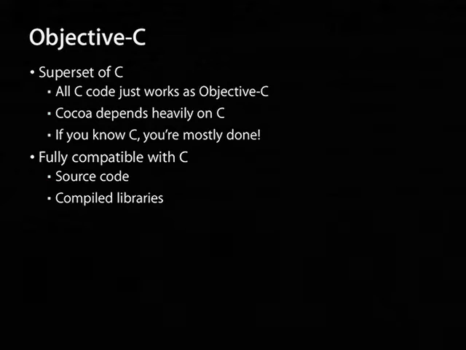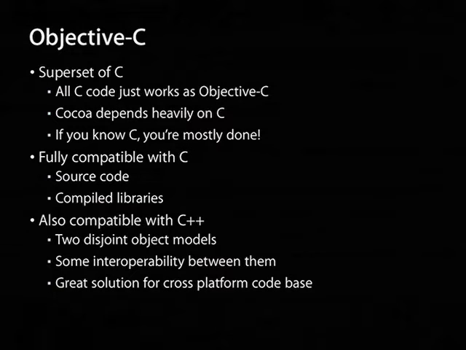It's also fully compatible with C, not just source code like we mentioned, but compiled libraries too. So if you want to use OpenGL, you'd use OpenGL from an Objective-C program exactly the same way as you'd use it from a C program. And it's also compatible with C++. Just like Objective-C is a superset of C, you can take those same extensions and apply them to C++.